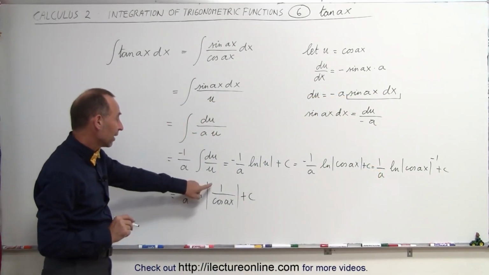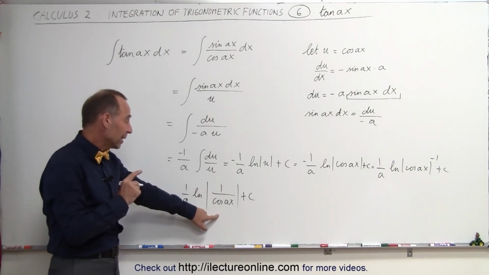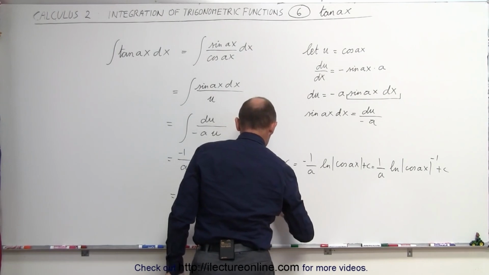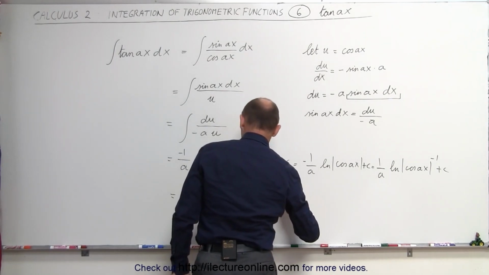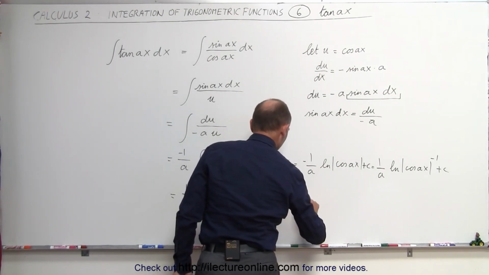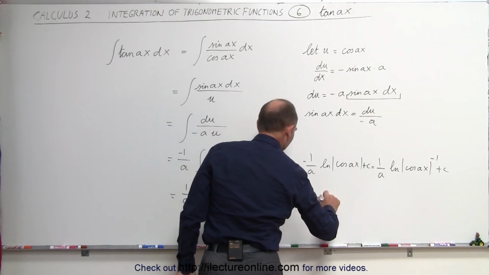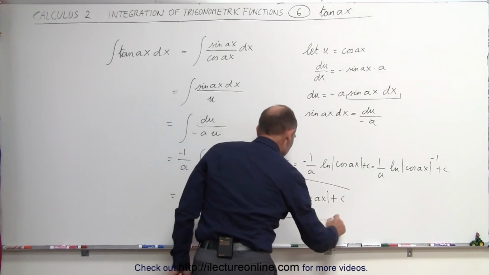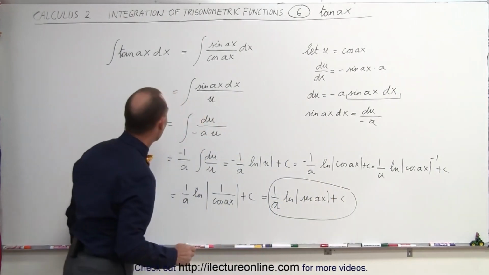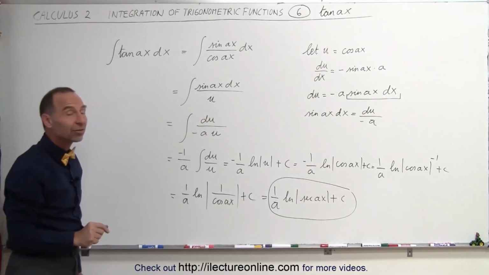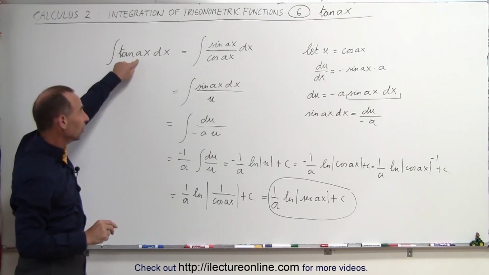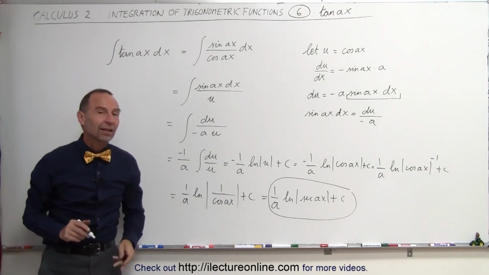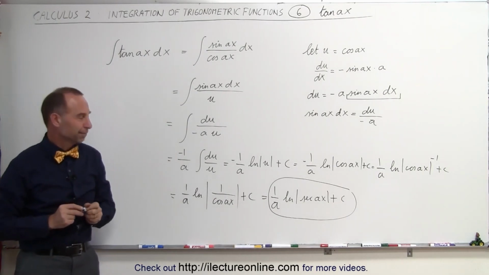Next, what we can say is that 1 over the cosine of ax must be equal to the secant of ax. So this is equal to 1 over a times the natural log of the secant of ax plus a constant of integration. And essentially, this is the correct form of the integral of the tangent of ax. So that's how you see how things change a little bit when you have a constant in front of the x, and that will then be the final answer of that. And that's how we do that.